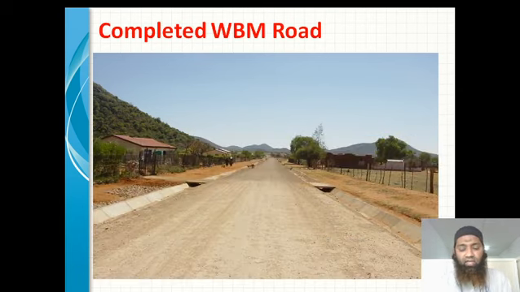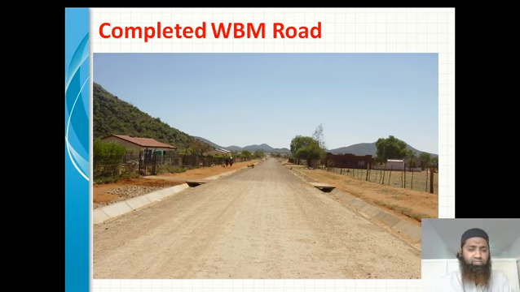Next, you can see here, after the completion, how the WBM road looks like. You can see here, after different layers have been placed, only a surface coating has not been placed here. This is without surface coating. It is a WBM road, but it is without surface coating. A surface coating can also be provided here. It can be provided with a bituminous surface coating, or a cement coating can also be provided here.